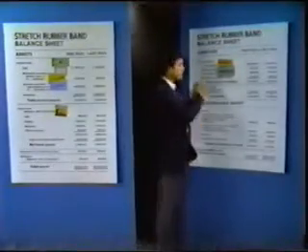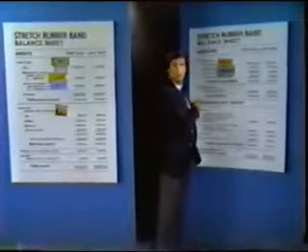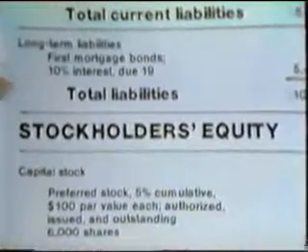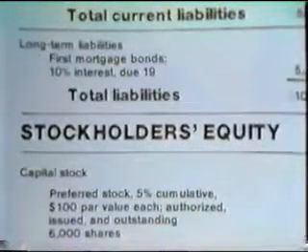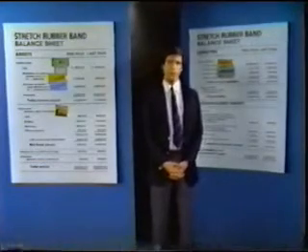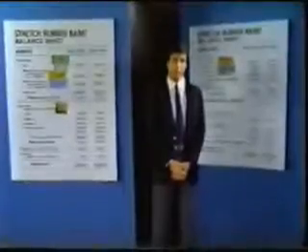Taken together, these 4 are called the total current liabilities. In addition, of course, Stretch has some long-term liabilities, debts that are due sometime beyond the next year. Altogether, we've got total liabilities, everything this company owes. Now, the big question. Given what we've learned, is this a safe company? Or, to ask it more precisely, what is its working capital?